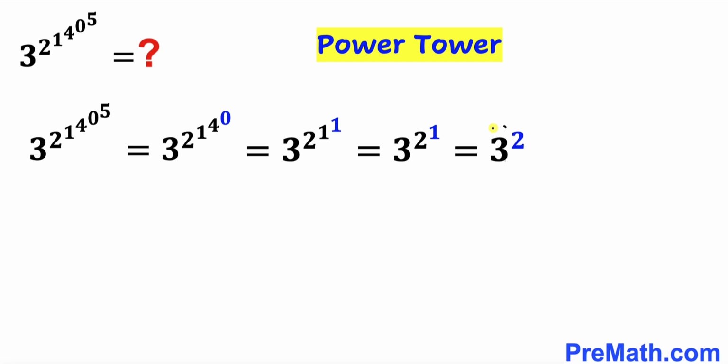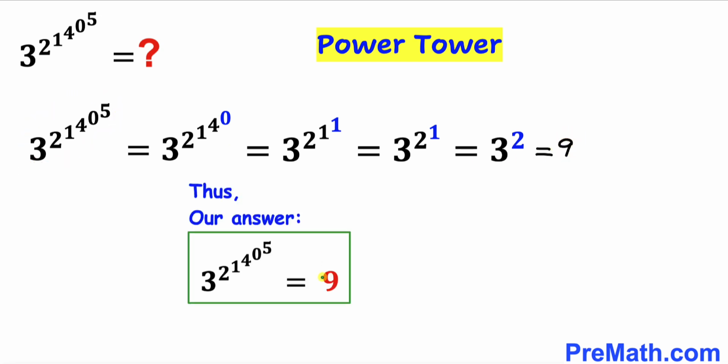Now we know that 3 power 2 is same as 9. So thus this exponential problem has been simplified to 9. So thus our simplified answer turns out to be 9.